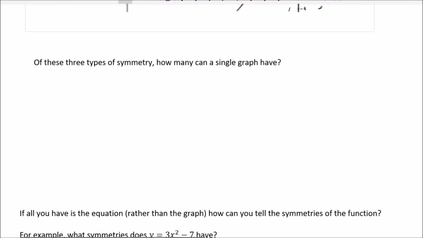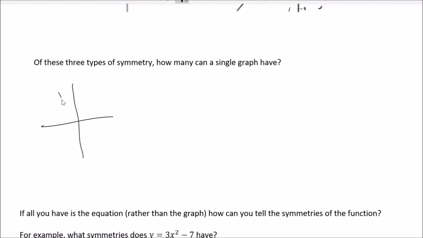So, quick concept question before we continue. We've talked about 3 types of symmetry. How many can a single graph have? We know that it can have one kind of symmetry. Can it have 2? Can it have all 3? Is that possible? And then what we'll talk about in the next lesson is, could it be a function? So let's see. Could I draw a graph that has x-axis symmetry and y-axis symmetry, but not origin symmetry?